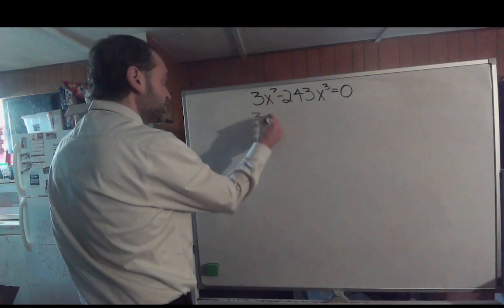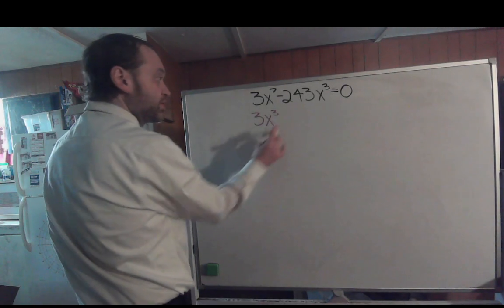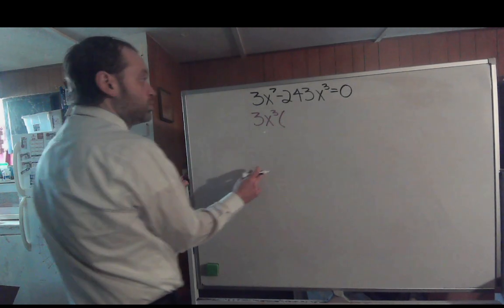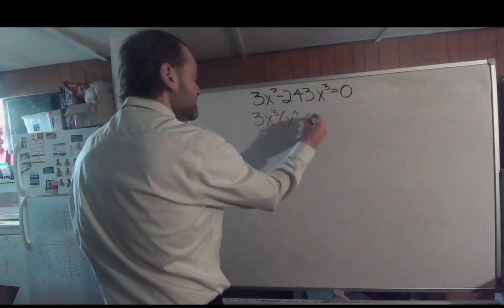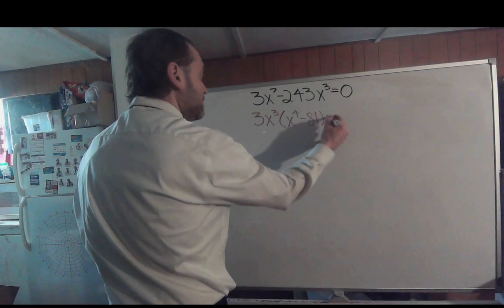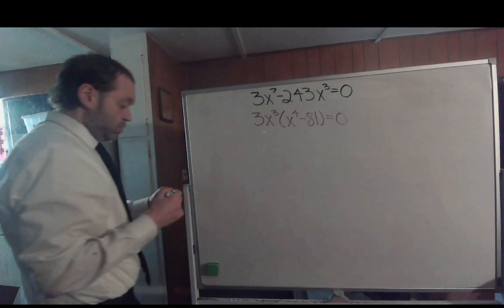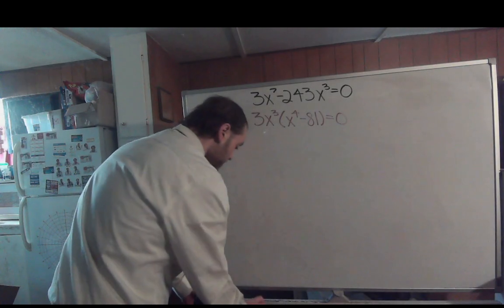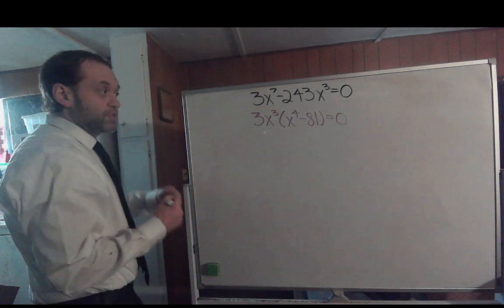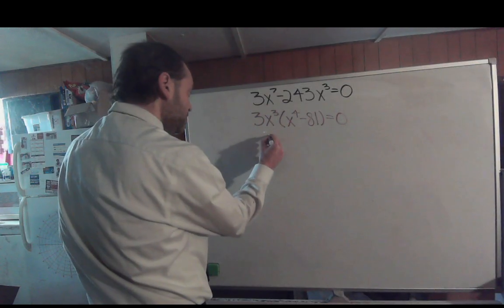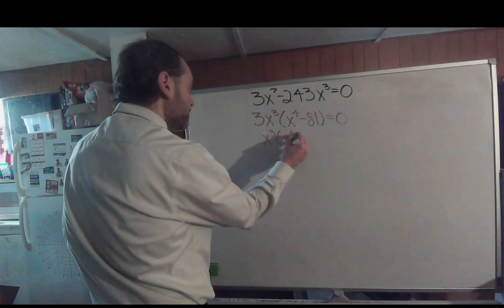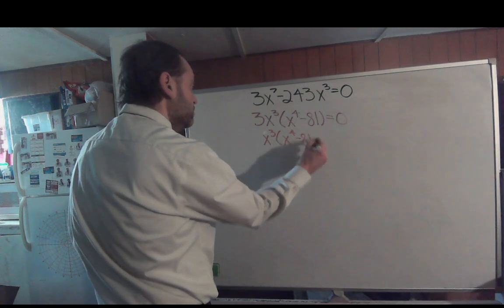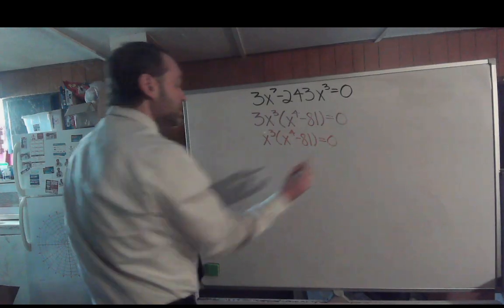So let's factor that out. You would get 3x to the 3rd times the quantity x to the 4th minus 81 equal to 0. Well, you can definitely divide both sides by 3, which would just now leave you with x to the 3rd times x to the 4th minus 81 would be equal to 0.